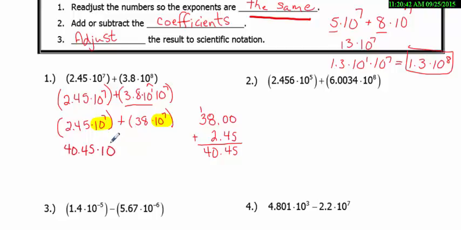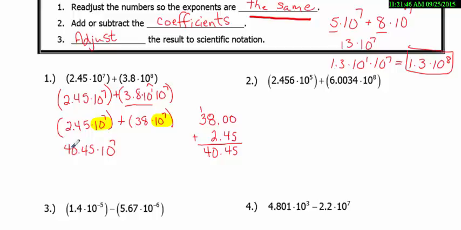Be very careful when you add 10 to the 7ths here. You don't change the exponent. You would if you were multiplying. That would be 10 to the 14th. But because we're adding, it's going to stay as 10 to the 7th. Now notice, this is not written in correct scientific notation. Step 3 says adjust the result to scientific notation. Our coefficient is too large. So because the coefficient is too large, we need to move the decimal place over 1.